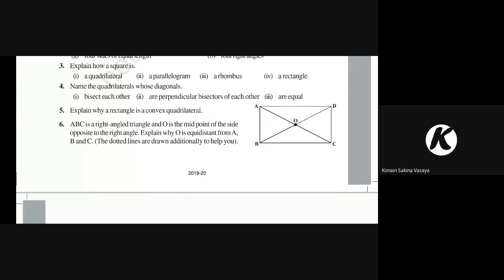Sir, I took the photo. ABC is a right-angled triangle and O is the midpoint of the side opposite to the right angle. Explain why O is equidistant from A, B, C. The dotted lines are drawn additionally to help you.